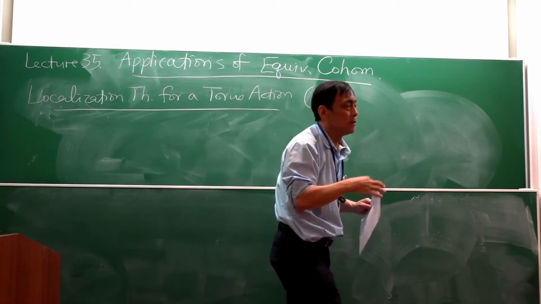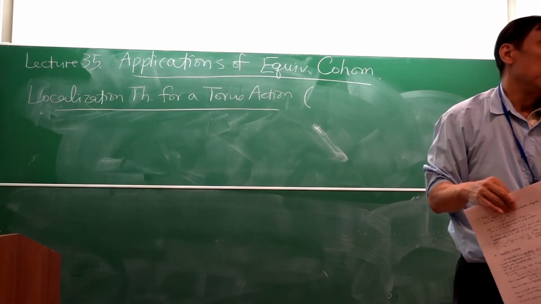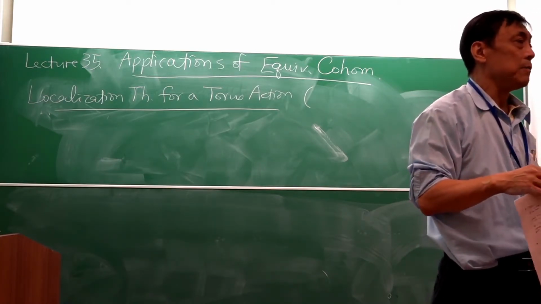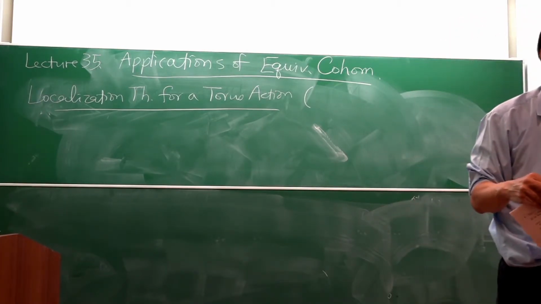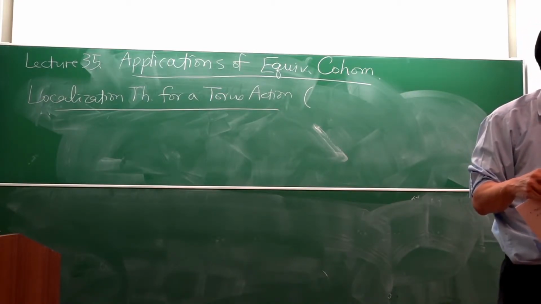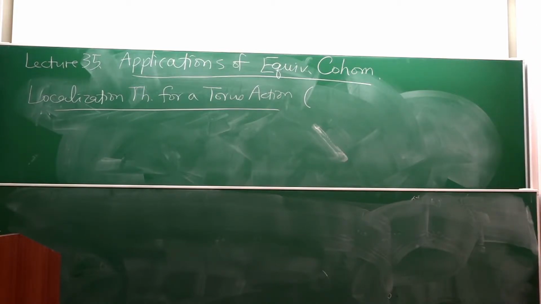If it's not a torus, so if it's a non-abelian group, there's also a localization theorem, but it doesn't look like what I'm going to write down. It's a little bit more complicated. What I mean is that if it's a compact connected abelian group, it's a torus, and so it will be the theorem of Atiyah-Bott and Berline-Vergne.